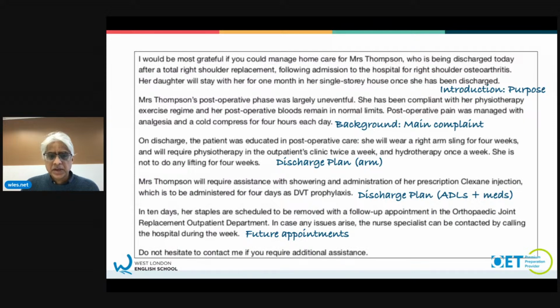hydrotherapy as well. At the end, you'll notice that you always have a closing statement. There's lots of different ways you can use to end your letter. Thank you for your assistance. Please contact me should you require further information. But normally you do need some kind of closing statement.